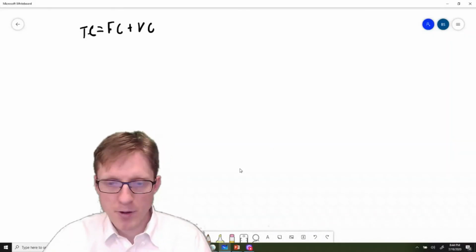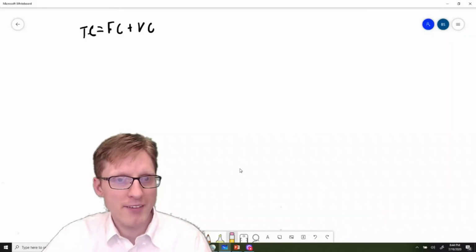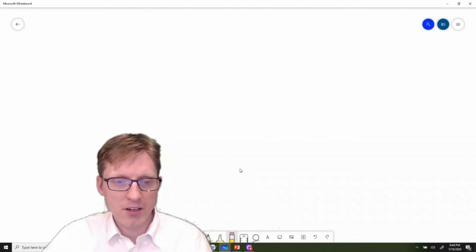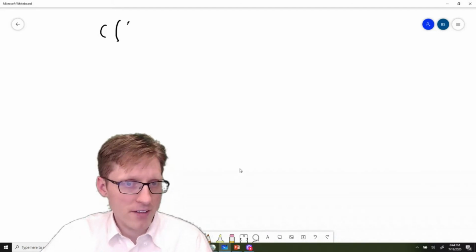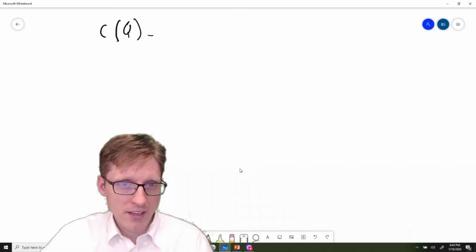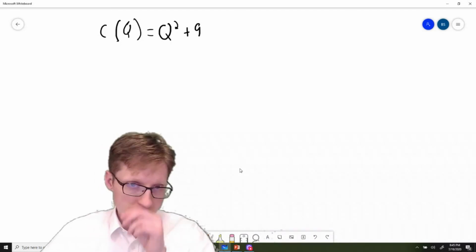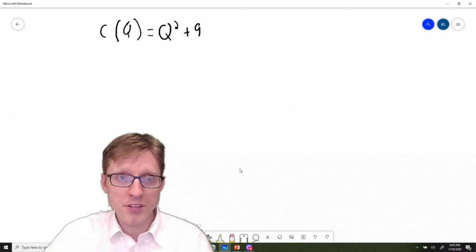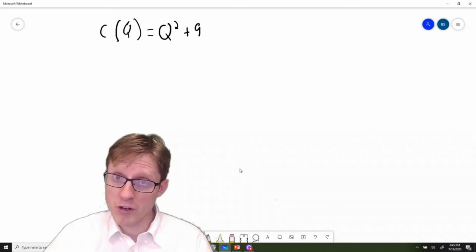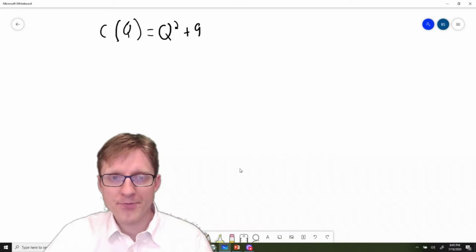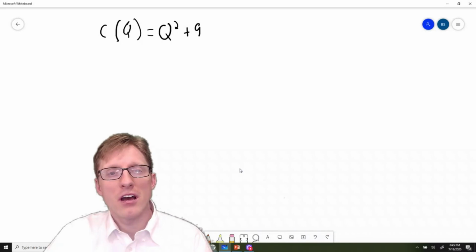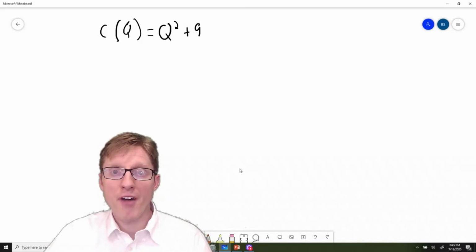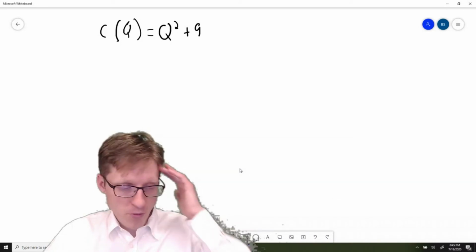Okay, so let's look at a particular example. So let me erase what I have up here, and let's write down a cost function. So we have that the cost of producing some level of output is equal to the level of output produced squared plus 9. Right? So if 4 units of output are produced, then the total cost to the firm is 4 squared plus 9, which is equal to 25. Okay? If the total amount produced were 5, then the total cost would be 5 squared plus 9, which is 34.